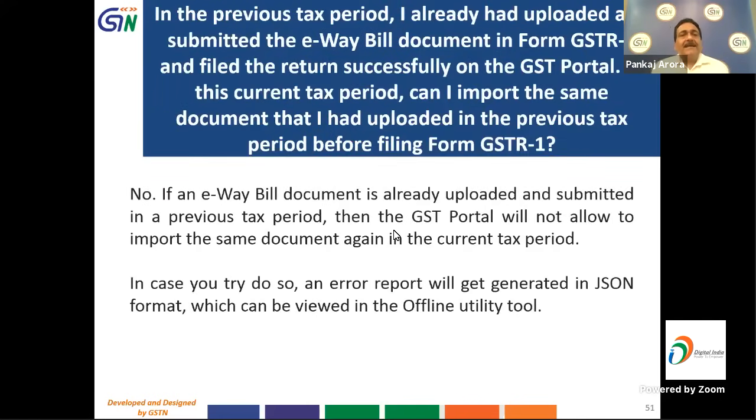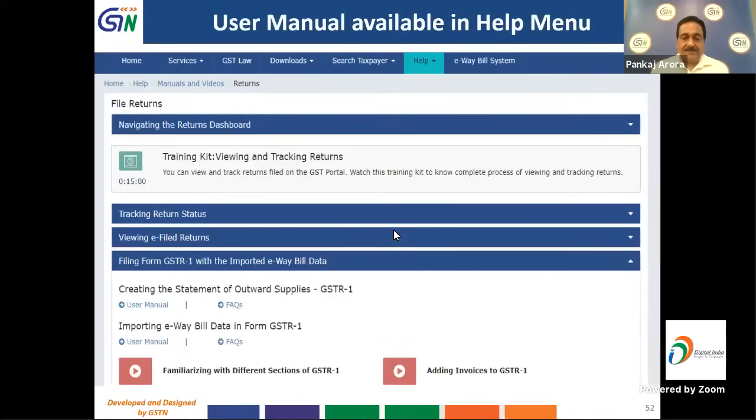So another question is, in the previous tax period, I have already uploaded and submitted the e-waybill document in Form GSTR1 and filed the return successfully. Now in the current tax period, can I import the same document which I have uploaded in the previous tax period? No, sir. If you have already uploaded in the previous tax period and you have filed Form GSTR1, in such case, the GST portal will not allow you to import the same document again in the current tax period. And in case you try to do so, an error report will be generated in JSON format, which can be viewed and modified in the offline utility tool before filing such detail.